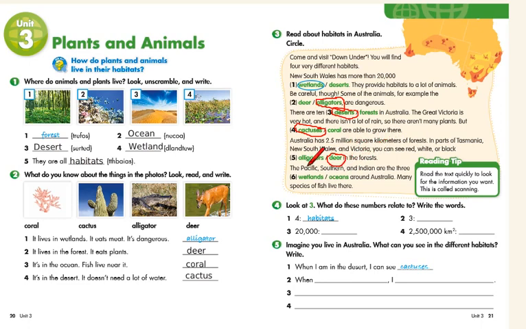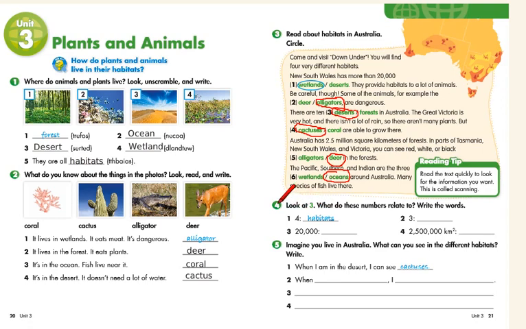Deers in forest. The Pacific, Southern, and Indian are the three oceans around Australia. Many species of fish live there. See? These words like fish and forest, those are the words that we use to know what the answers are.